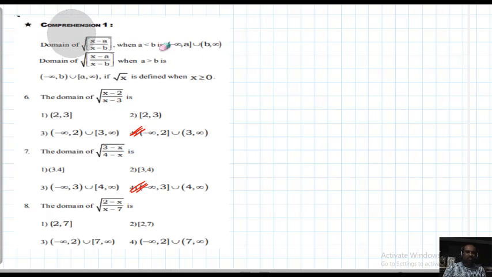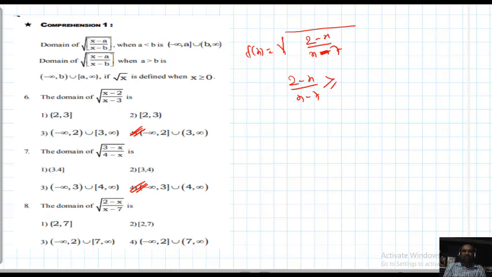Okay, students. Next, eighth problem. f of x equal to root over (2 minus x) by (x minus 7). So what I can say here, (2 minus x) by (x minus 7) should be greater than or equal to 0. Here I don't like a negative x. That's why in the numerator I want to take minus common. (x minus 2) by (x minus 7) greater than or equal to 0, or multiplying minus on the other side, (x minus 2) by (x minus 7) lesser than or equal to 0.